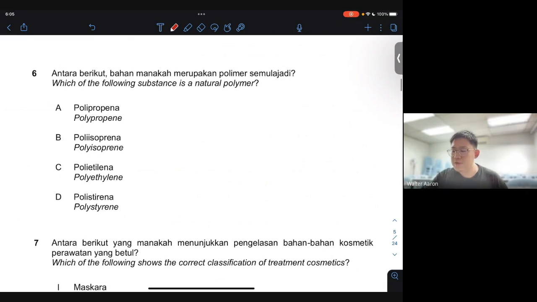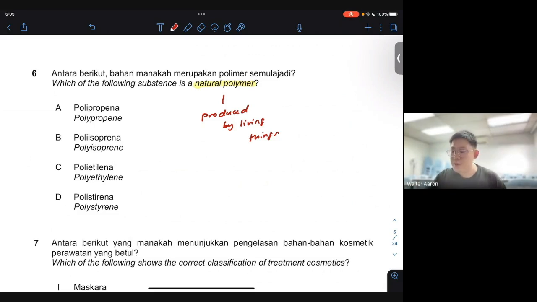Number 6, which of the following substances is a natural polymer? A natural polymer is a polymer that is produced by living things. So the first thing that we see over here is we know that it must be produced by living things. That's why it is known as a natural polymer.